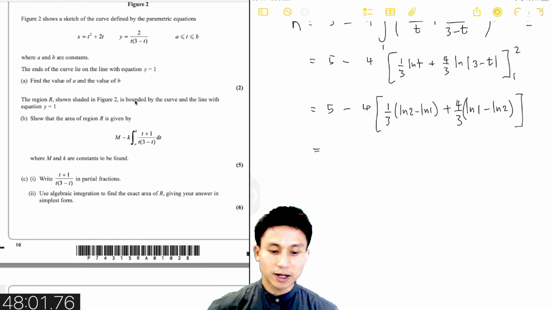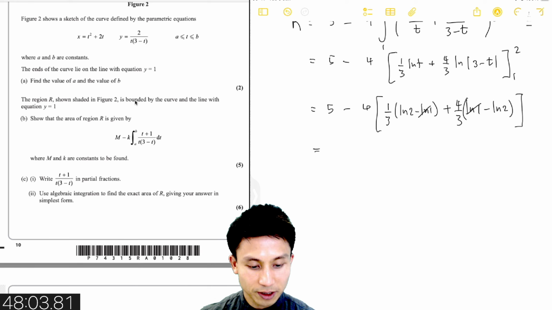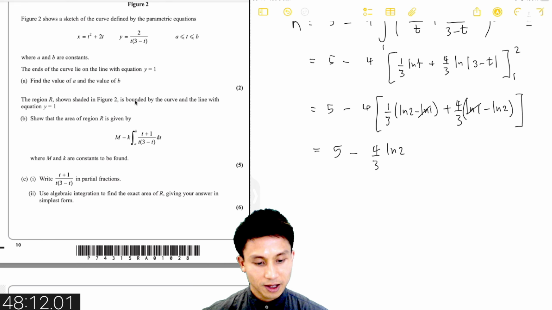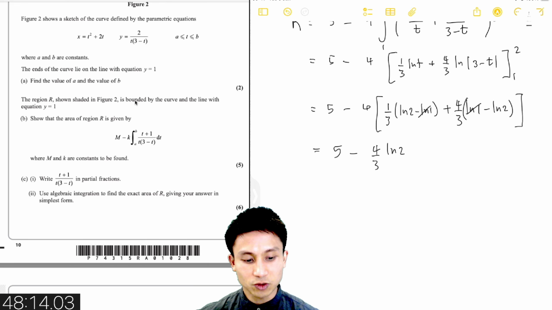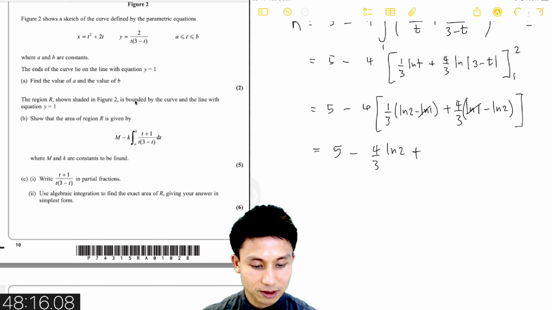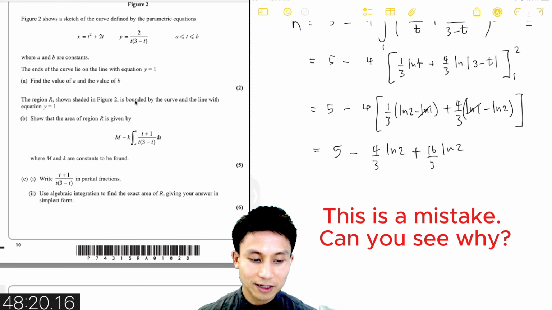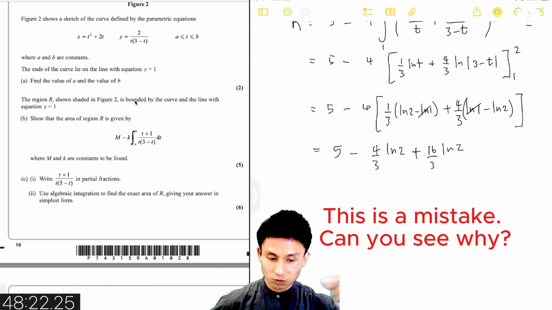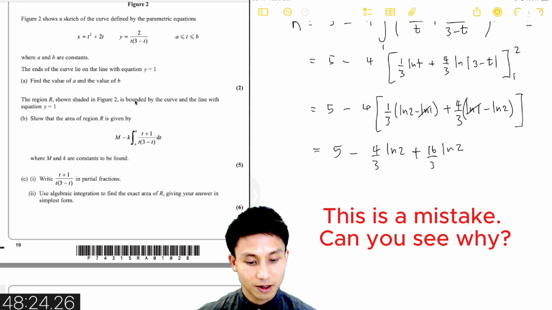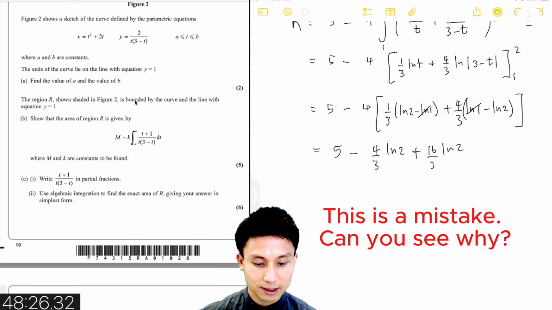So ln 2 minus, so ln 1 goes away because it's 0 basically. So here we have 5 minus 4 multiplying in, we get 4 over 3 ln 2 for the first brackets. And minus 4 multiplying into the other side, we get a plus 16 over 3 ln 2. So there's a minus term in front of ln 2 as well. That's why we get plus there. Yeah, I'm happy with that.